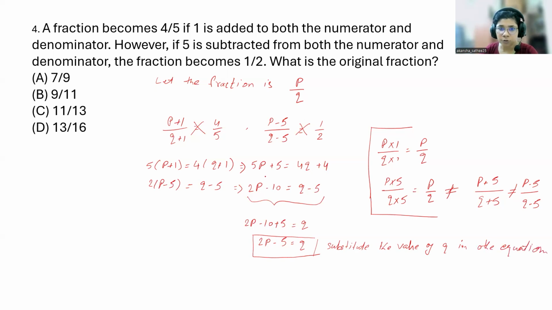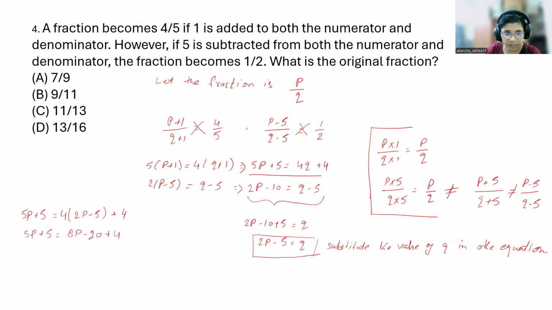So this value you substitute in this equation. What will you get? 5p plus 5 is equal to 4 times q, which is 2p minus 5, plus 4. Just solve it for p. 5p plus 5 is equal to 8p minus 20 plus 4.